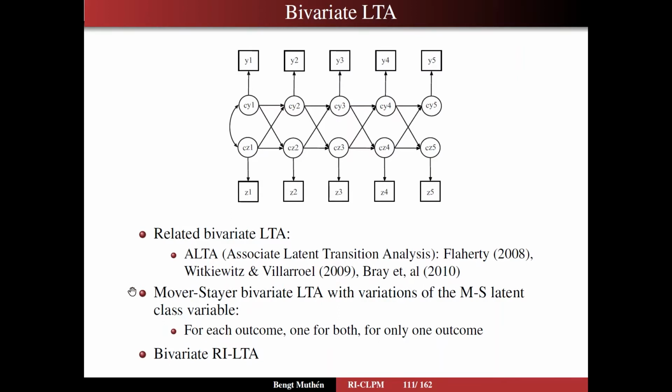Another variation is a mover-stayer version of the bivariate LTA, and there you can have several different variations of how you specify the mover-stayer latent class variable. You could do one latent class variable for each outcome, one for both, or for only one outcome. So three different versions of adding that additional latent class variable. And you can also do a bivariate RI LTA.